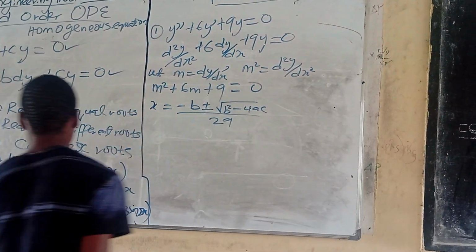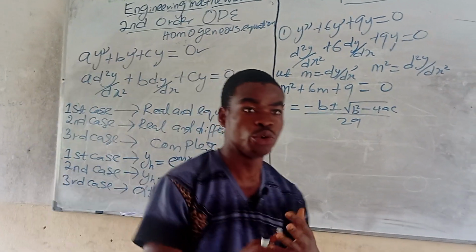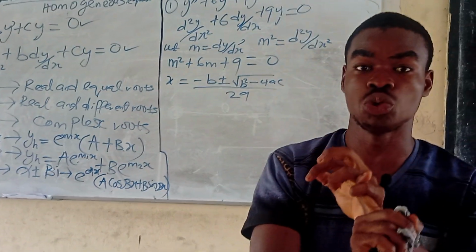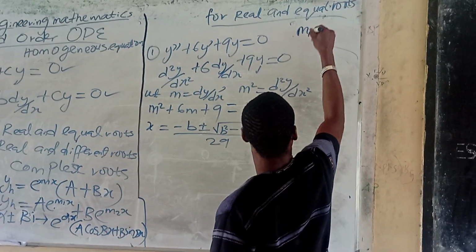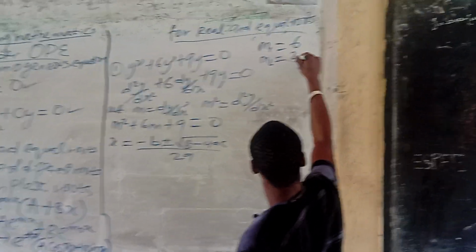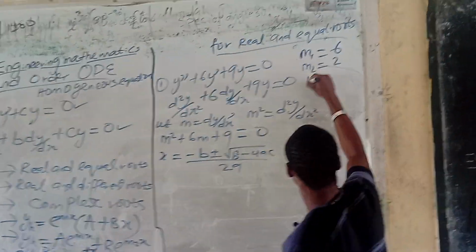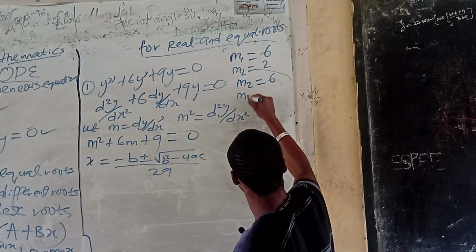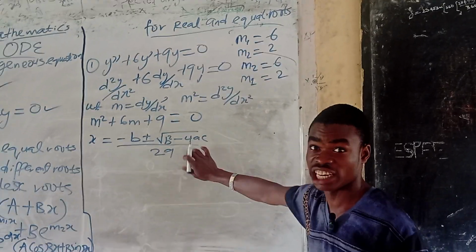But if it is in such a case of real and different roots, students do a lot of mix up. That's they might mix up m1 with m2. If for example we have m1 to be 6, then m2 to be 2, students will interchange them and confuse themselves. They might call m2 equals 6, m1 equals 2, making their solution wrong. But using this formula, you can never be wrong, okay?